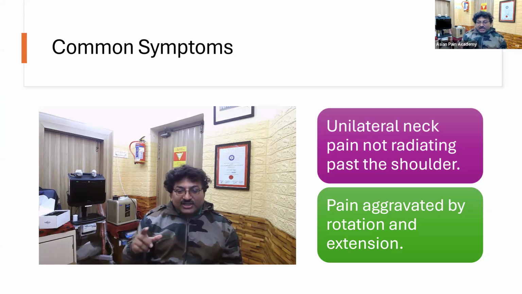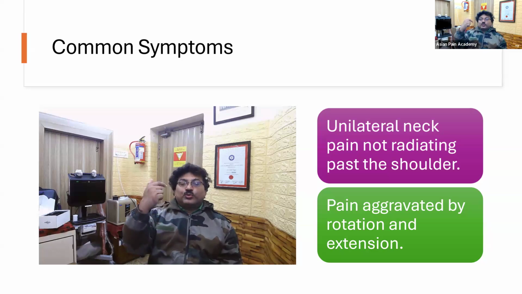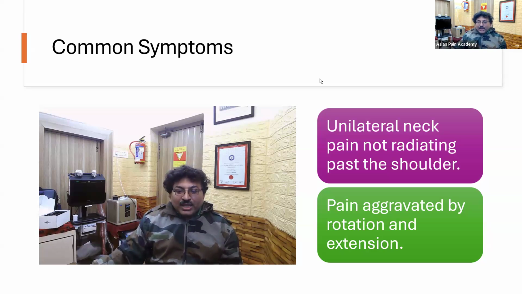Pain will be aggravated by rotation and extension because facet joints are placed at the back of the spine. So whenever we are extending the head, there is more pressure on the facet joint and that will increase the pain originating from the facet. And also, while rotating, the pain increases.